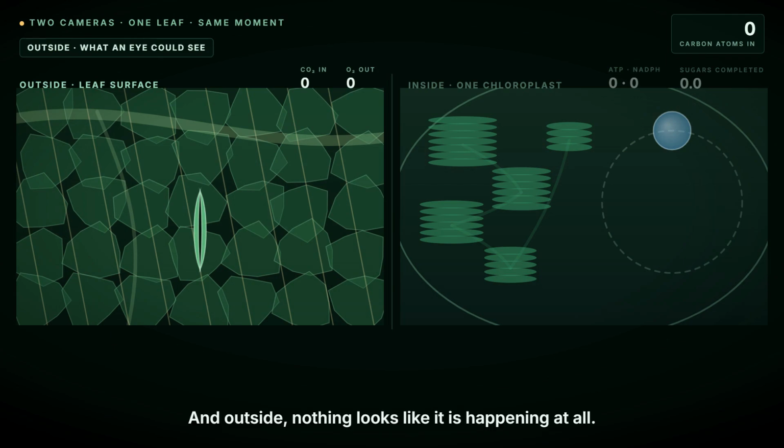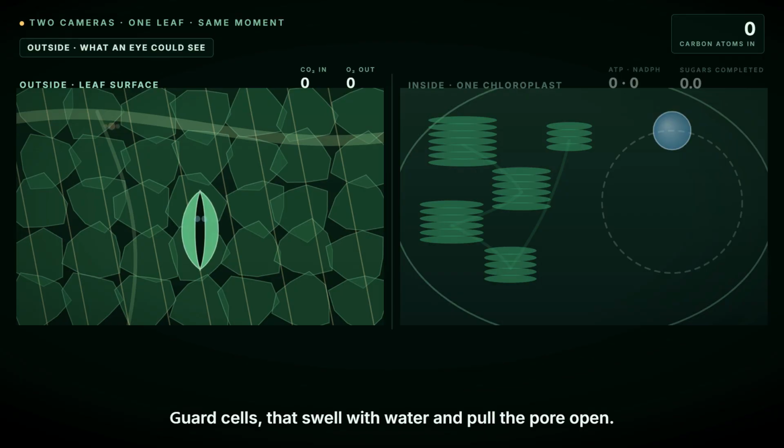Outside first, and outside, nothing looks like it is happening at all. A leaf in daylight, that is the entire show as far as your eyes are concerned. But turn it over. The underside is covered in pores called stomata. On a typical broadleaf, there are around 150 of them per square millimeter. Each one is a mouth with 2 lips, guard cells, that swell with water and pull the pore open.